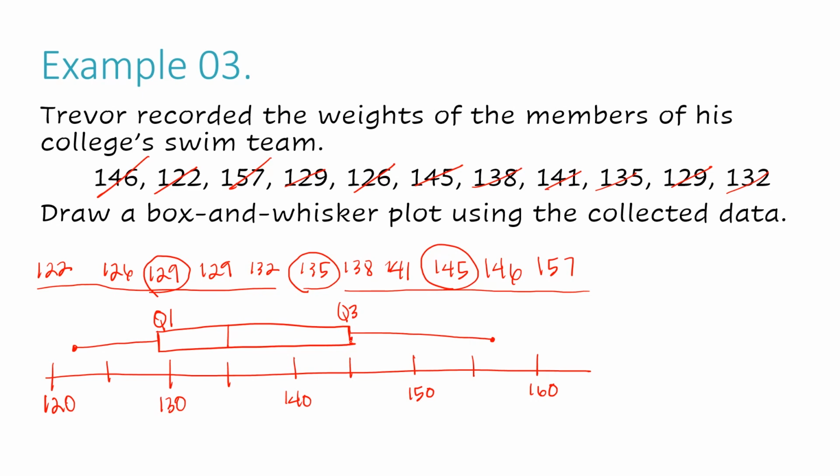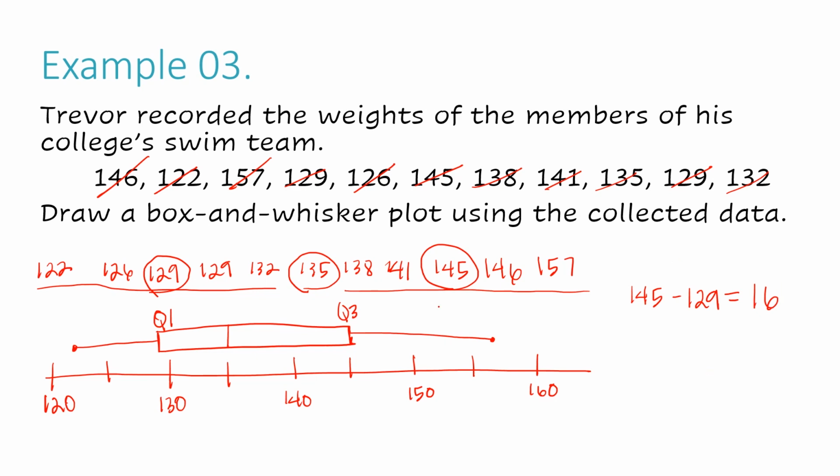So if somebody were to ask, what's the interquartile range of this data set? I would say, well, my Q3 value is 145, and my Q1 value is 129, so that's 145 minus 129, and my answer would be my interquartile range, okay? So the interquartile range for this particular data set would be 16.